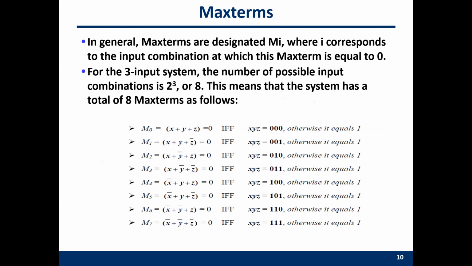Then here are some examples. For the capitalized, let's say M6, it can be 0 for only one particular combination. And that combination is 1, 1, 0. So only for x is 1, y is 1, and z is 0, M6 is 0. For all the other combinations, the value will be 1.